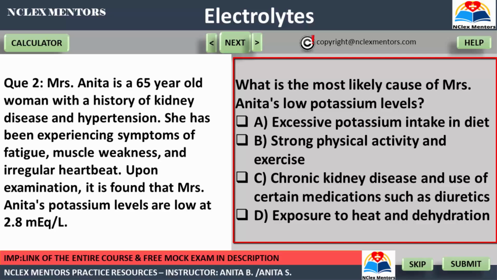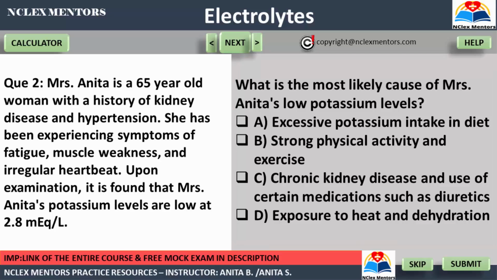intake in diet. Option B, strong physical activity and exercise. Option C, chronic kidney disease and use of certain medications such as diuretics. Option D, exposure to heat and dehydration. Take your time to go through the question and each of these options. The timer starts on top right corner of the screen, but if you need more time, you can pause the screen as well.